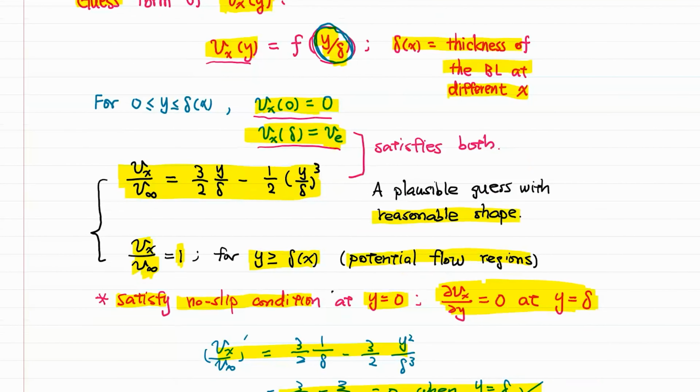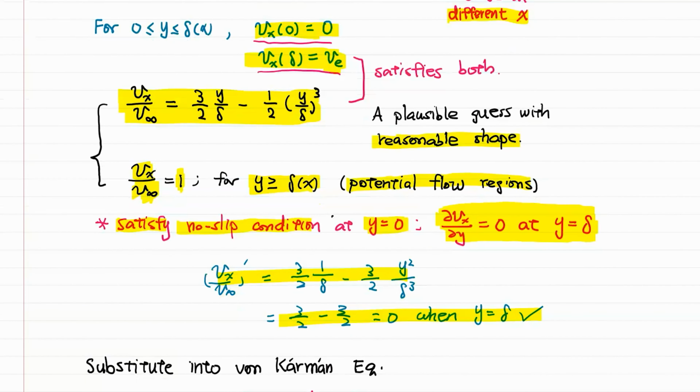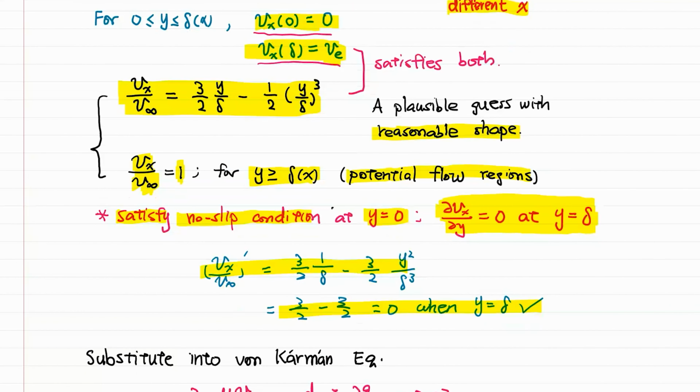And one important key aspect here is that the velocity does not change anymore once it's outside the boundary layer. That means the gradient, the derivative of Vx over y, should be 0 at the boundary layer, and this also is satisfied. If you take the first derivative of the guess, you see that indeed the slope becomes 0 when y equals delta. So this is a very nice guess to start with. It satisfies all boundary conditions.